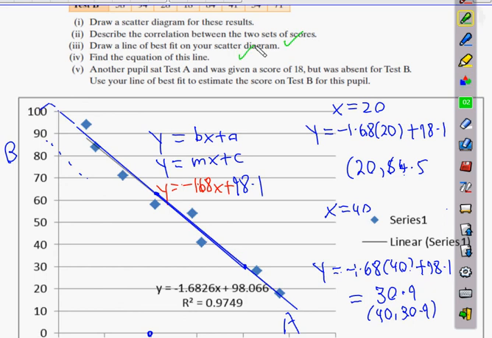Line of best fit, done. Another pupil sat test A and was given a score of 18. So he gets 18 up here, go all the way up, and he goes, give an estimate for his test for B. We'll just go straight across, about 64, 65. It's an estimate, so you can say 64 or 65 on test B. That's it, done.